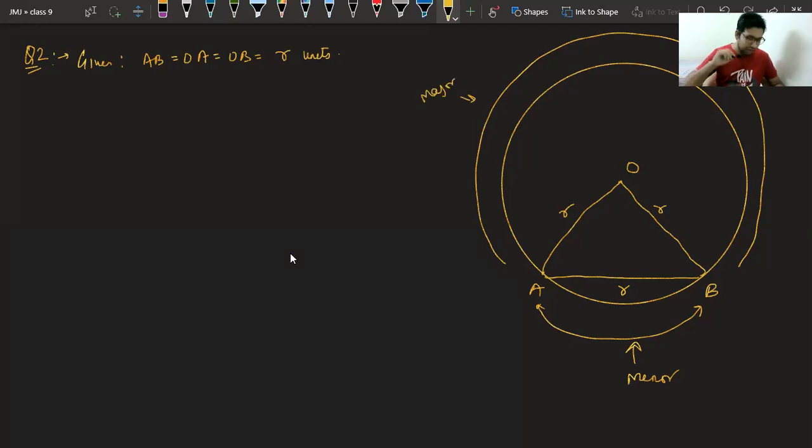Again, I am repeating the question. It is saying a chord of a circle is equal to the radius of the circle. Find the angle subtended by the chord at a point on the minor arc. So this chord is making this angle on the minor arc. If you understand, this is the angle made by the chord on the minor arc. Let me call it x.